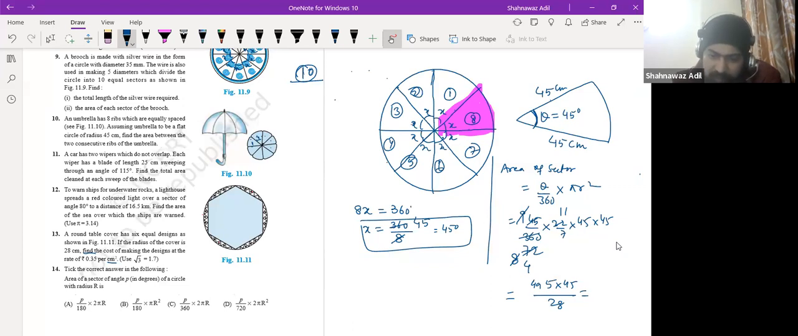So this is 2275 divided by 28. So we can stop it here. Or if we divide it by 28, we'll get 795.53 centimeters. So this is the answer. Quickly note it down and then we'll do the next question.